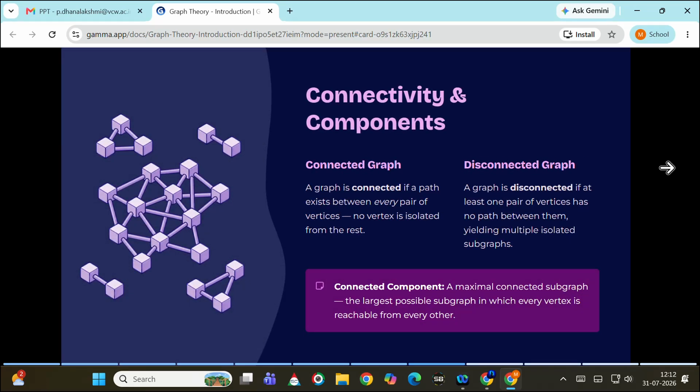Connectivity and components. Connected graph. A graph is connected if a path exists between every pair of vertices. No vertex is isolated from the rest. Disconnected graph. A graph is disconnected if at least one pair of vertices has no path between them, yielding multiple isolated subgroups. Connected component. A maximal connected subgraph, the largest possible subgraph in which every vertex is reachable from every other.